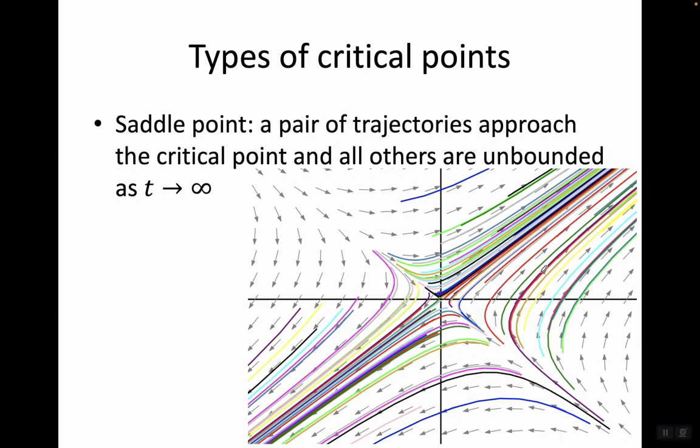A saddle point is a pair of trajectories approaching the critical point, and all others are unbounded as t approaches infinity. So here are the trajectories that are approaching the critical point. Along this line over here that's approaching the critical point, same thing with this one. Everything else is unbounded as t approaches infinity, because if you're not right on that line, then you go zoop, zoop, and it is really going to make that noise if you listen to it carefully enough. Zoop, zoop. Those just go off to infinity. They're unbounded as t approaches infinity. That's what's called a saddle point.